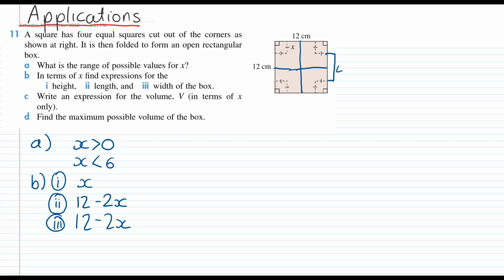So the volume is length times width times breadth. That's the volume of a box, each of the sides, and question B is taking us through each one of those. So it's just x, the height of the box, times 12 minus 2x, times 12 minus 2x.